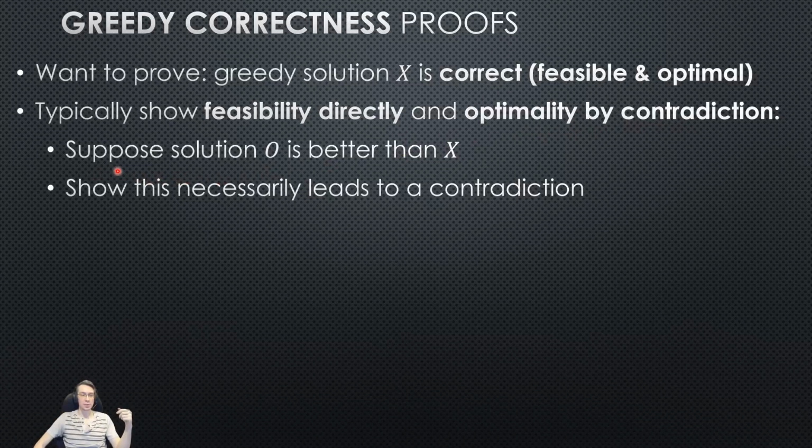In other words, we suppose that some solution O exists that is better than our greedy solution X. And then we want to show that that leads to a contradiction because, in that case, we've contradicted the existence of O, the existence of a better solution. Well, if we contradict the existence of a better solution, that means our solution must be the best, or at least must be tied with other possibly slightly different but equal in value solutions.